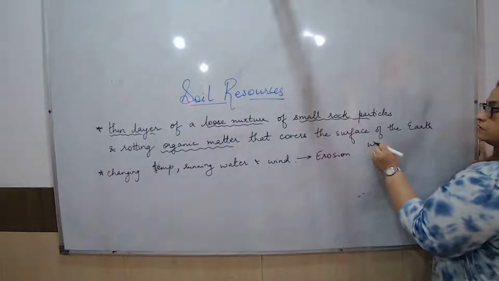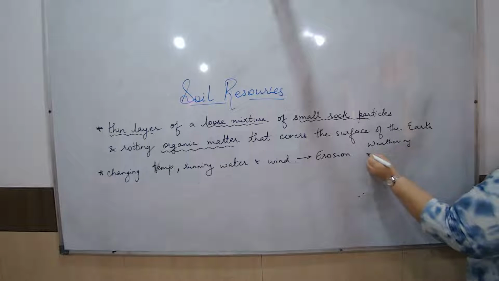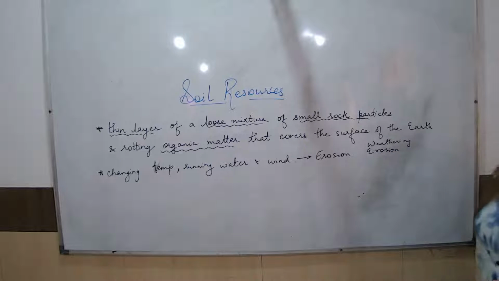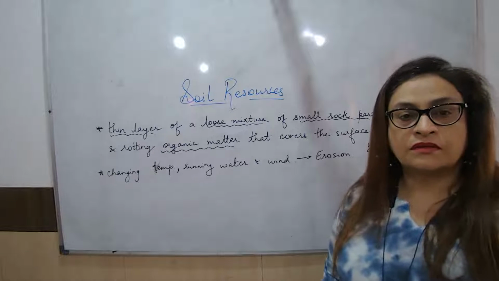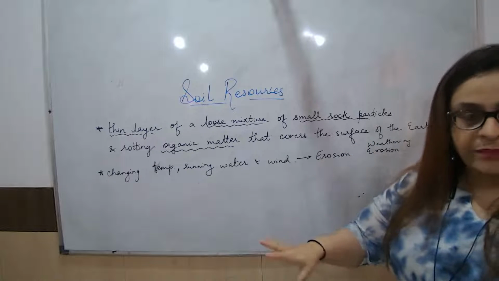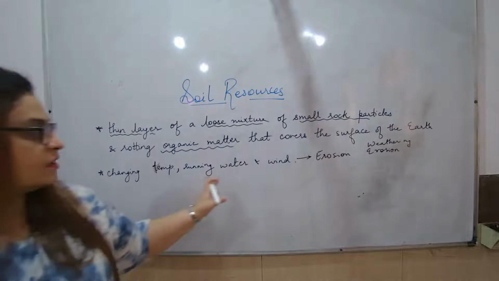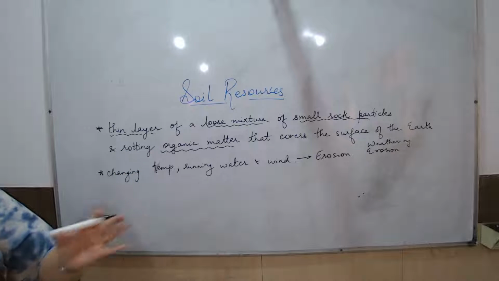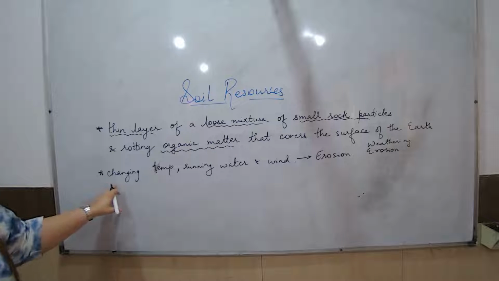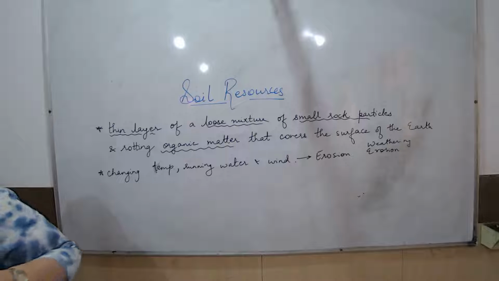What is weathering and what is erosion? Erosion is the transportation and weathering is the fragmentation, the breaking down of rocks where they are. Erosion is the carrying forward of those particles, and then it goes even further and then finally turns into soil. So changing temperature, that is hot and cold.